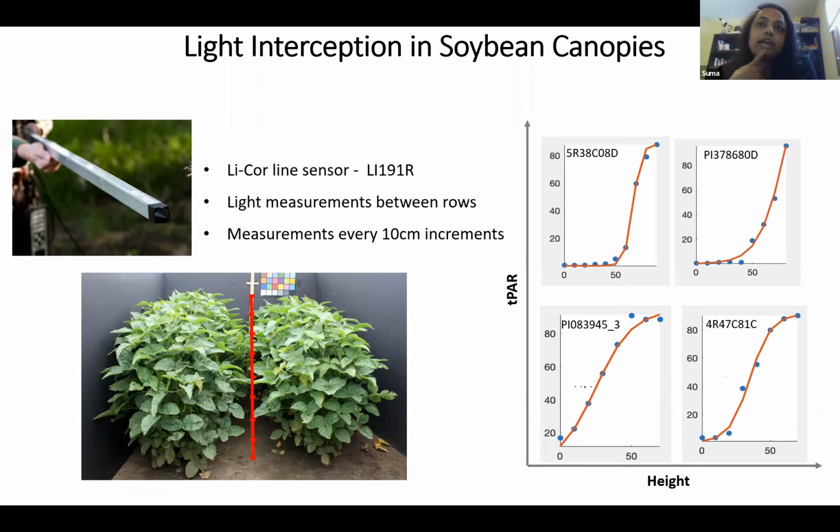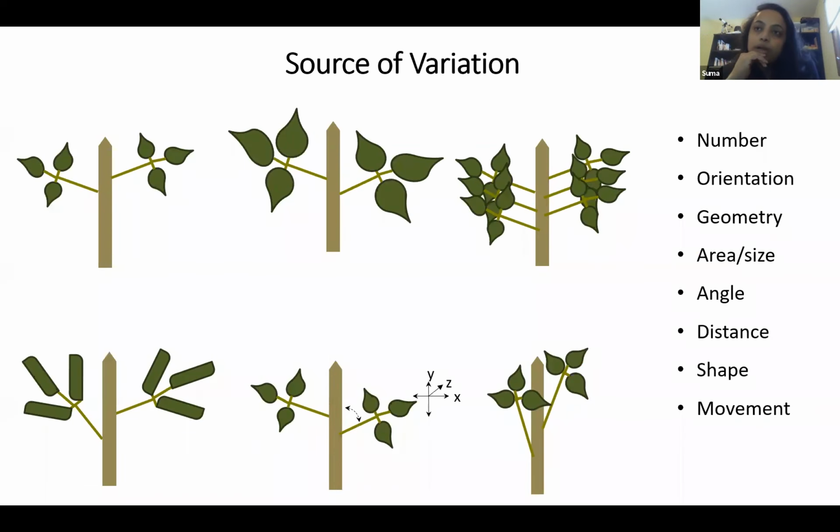It's a Leica line sensor, which is a meter long instrument, and we place it at 10 centimeter increments from the ground up to the canopy. It averages the light that is incident at that point over that meter long area. Okay, so it gives us an average of what the light quantity looks like at those points.